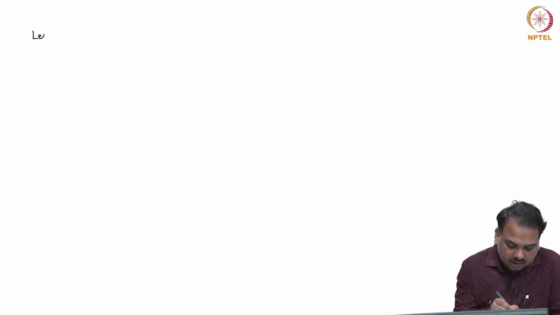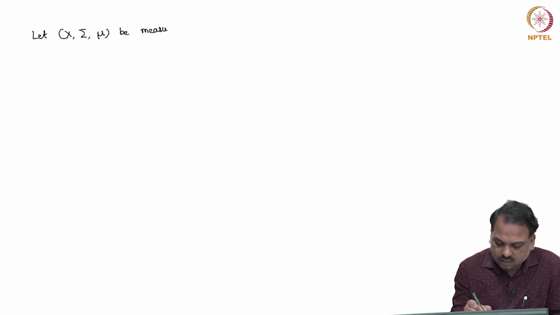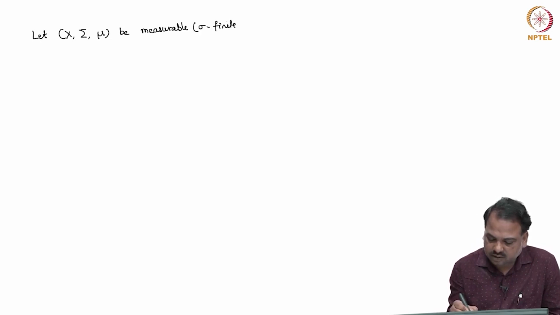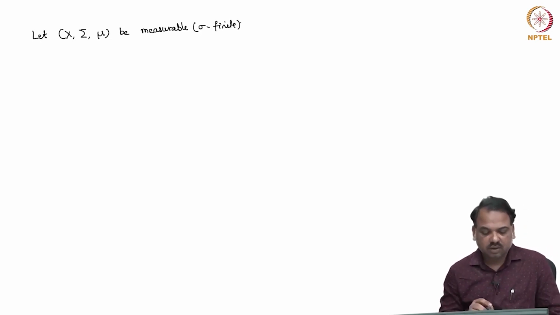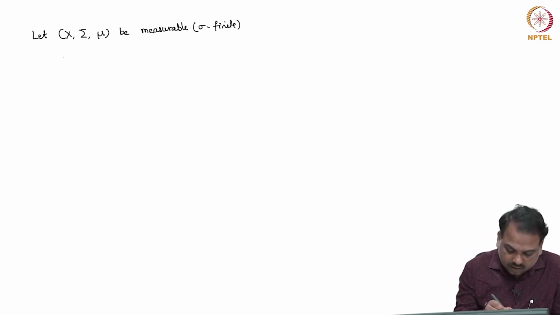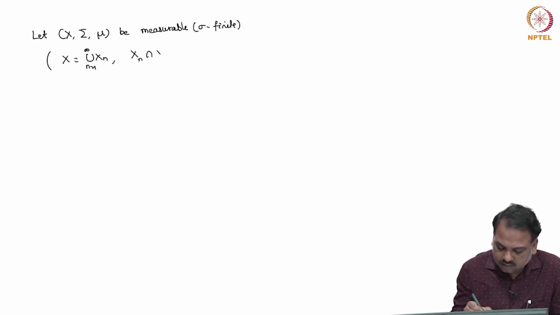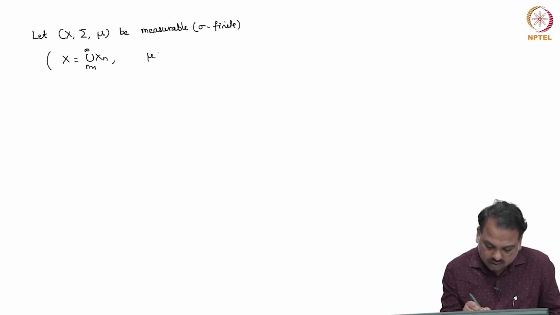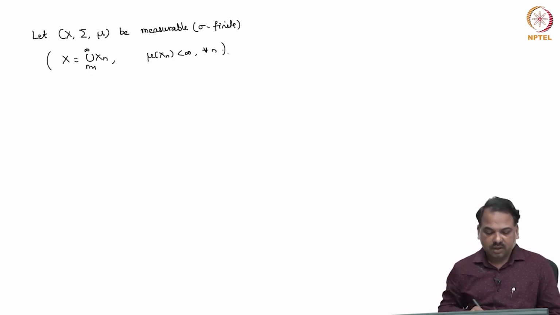Now this example again can be generalized. Let us take X, sigma, mu to be a measure space. We can take a sigma finite measure space, which means X can be written as a countable union of sets Xn whose measure is finite. So X is the union of Xn, n equal to 1 to infinity, with mu of Xn finite for every n. Such a space we call a sigma finite measure space.